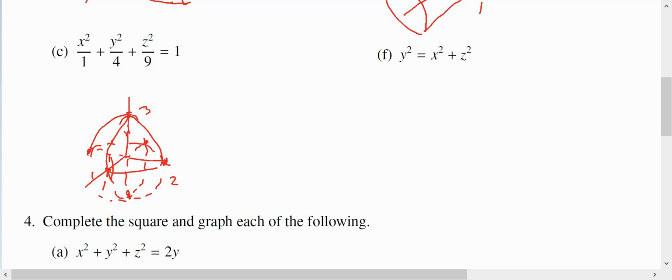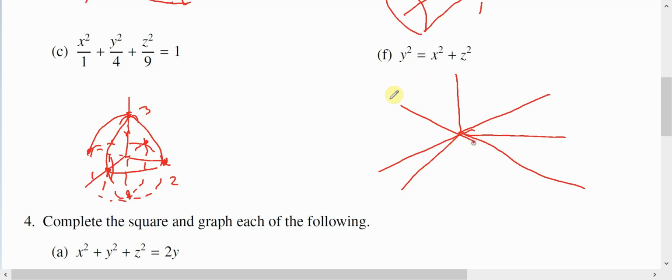And then this last one, this would be a cone, and since the y squared is over here, it's going to be a cone opening in the y direction. So let me draw that. The y direction is this way. You just basically draw two intersecting lines, and then you make your cone. Nothing to label on that one.